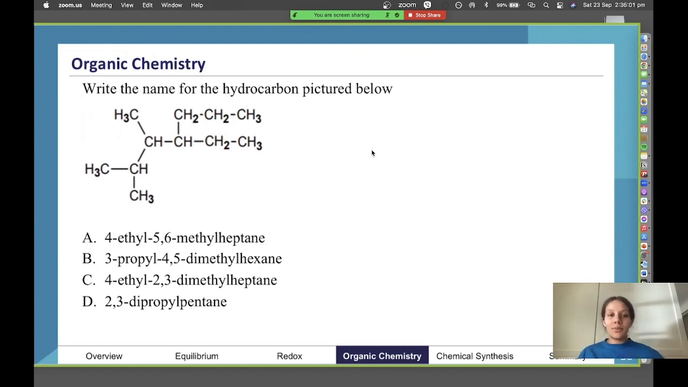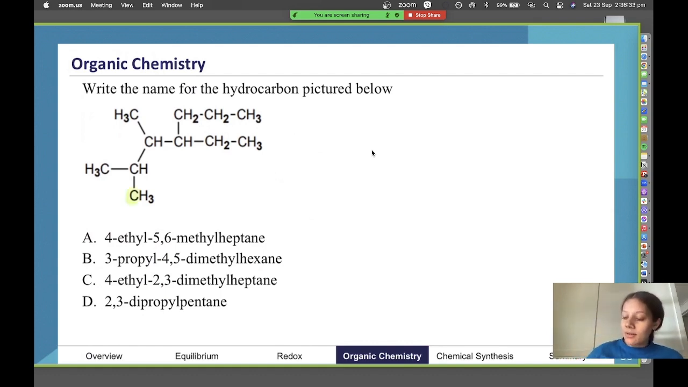Now this next one here, we want to write the name for the hydrocarbon pictured below. So now we can see we've got a bit more of a complicated one. We don't have any double or triple bonds or special functional groups yet, but we do have a lot of branching. So the way that this will work to start off with is we want to figure out what's our longest chain of carbons that we can make, because that's going to be our parent chain. So let's have a bit of a trial of some different ones.